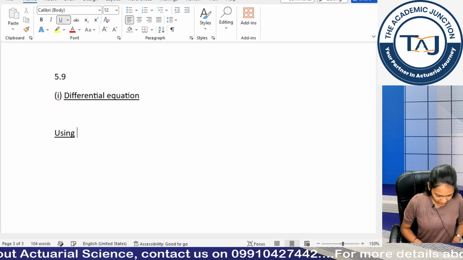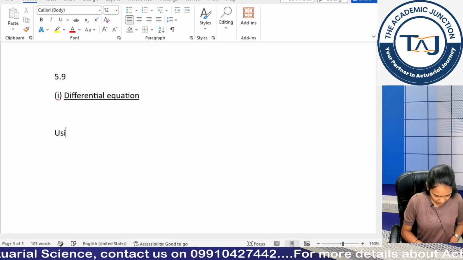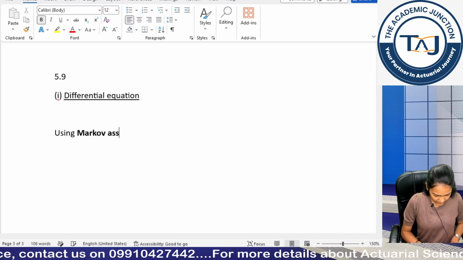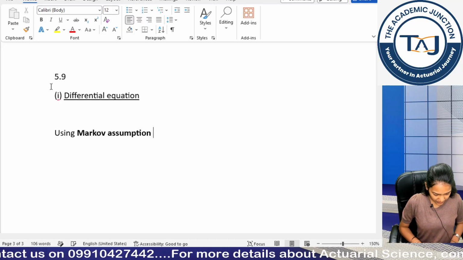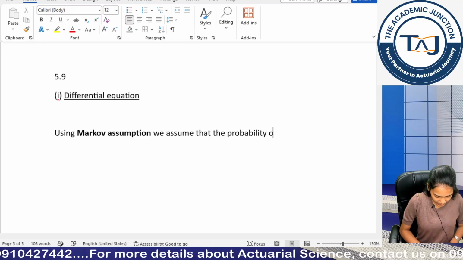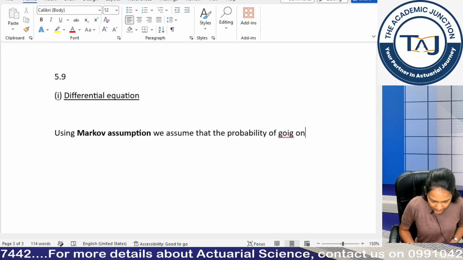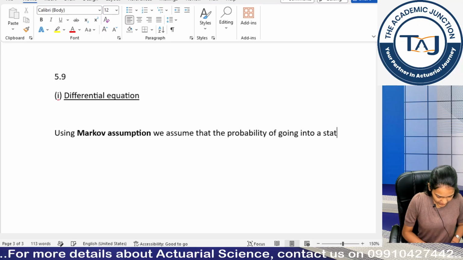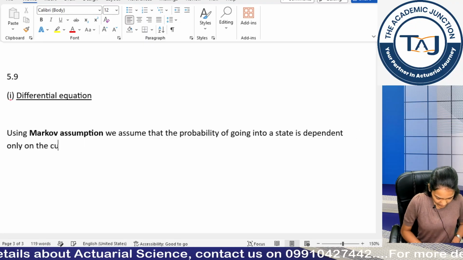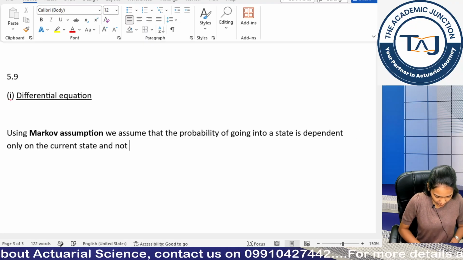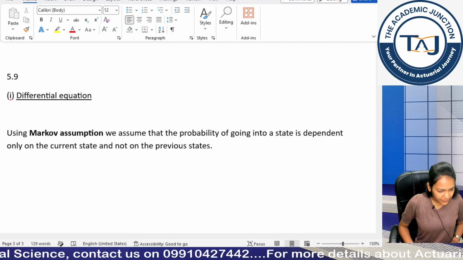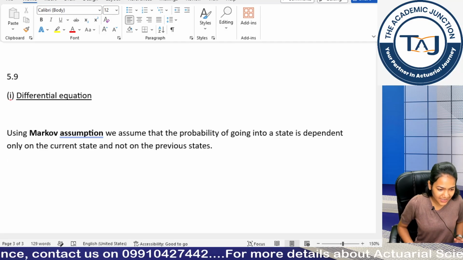So, you can write, control U, using Markov assumption. Since the Markov assumption is important, I can bold this out. Using Markov assumption, we assume that the probability of going into a state is dependent only on the current state and not on the previous state, okay. There can be other formats of writing, you can use different sentences of course.